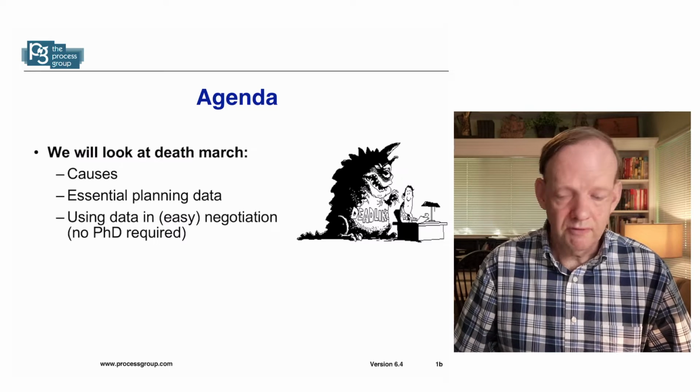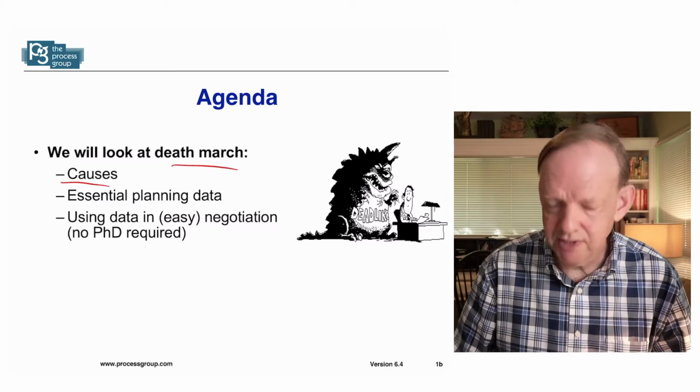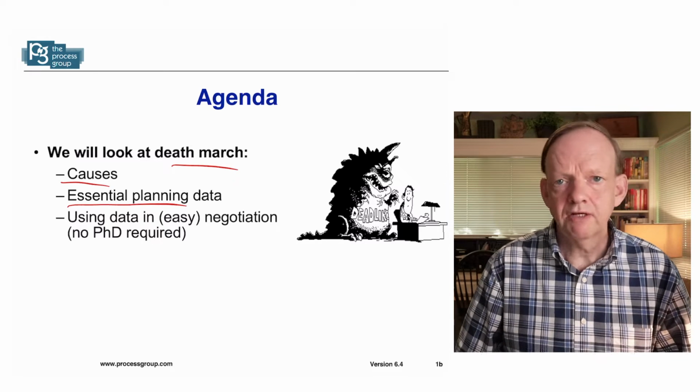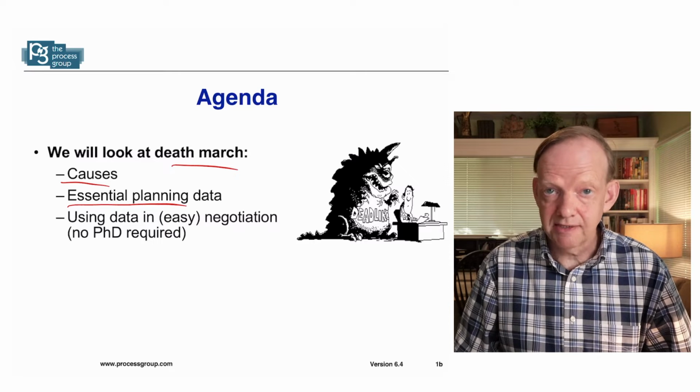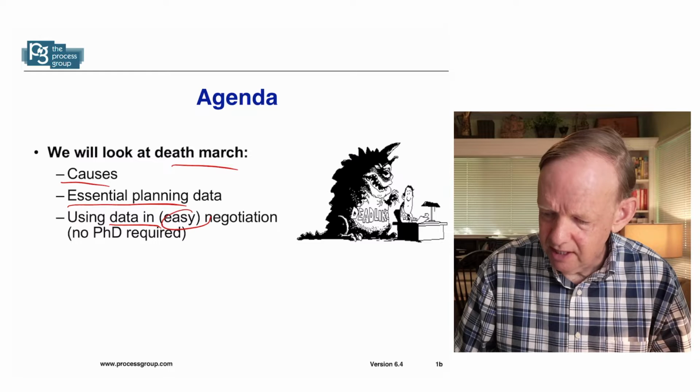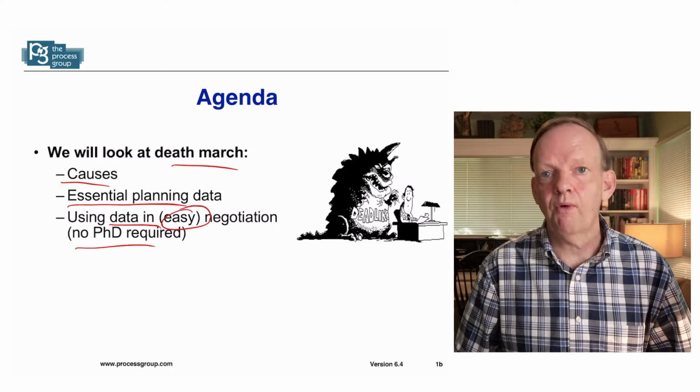So in today's video, we'll discuss the causes behind death marches, how teams end up with a death march, essential planning data, not detailed planning, but essential planning data to head off a death march, and then using data in easy negotiation, no PhD required.